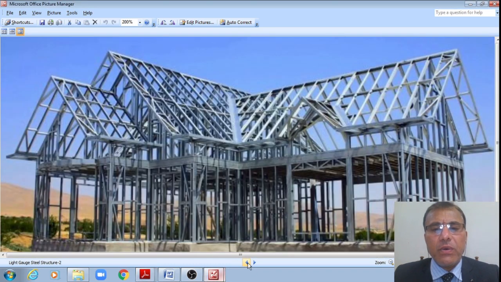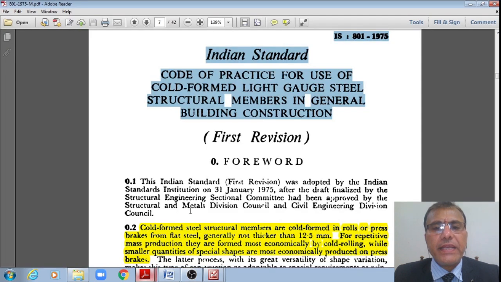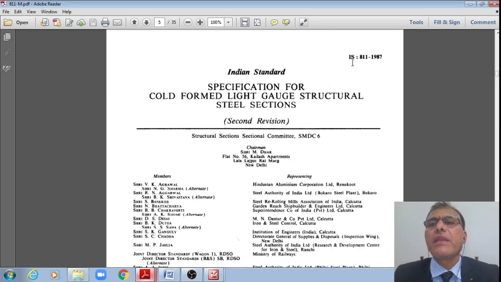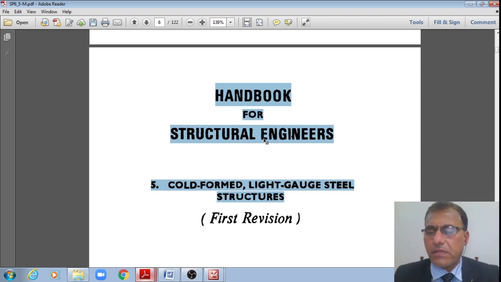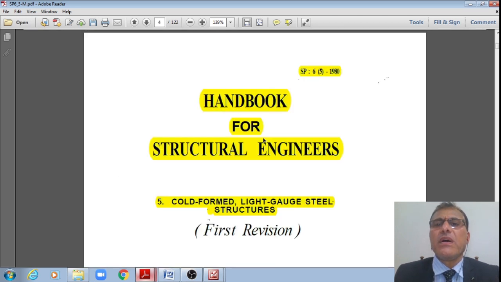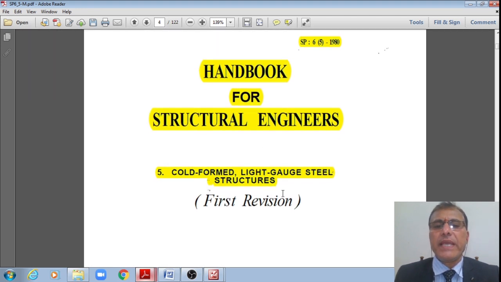Now once we examine this, let us see how the code helps in arriving at the analysis and designs of these light gauge steel structures. These are IS 801 1975, followed by IS 811 1987, and the third one is SP65, which is the SP65 1980 handbook for structural engineers, cold formed light gauge steel structures.